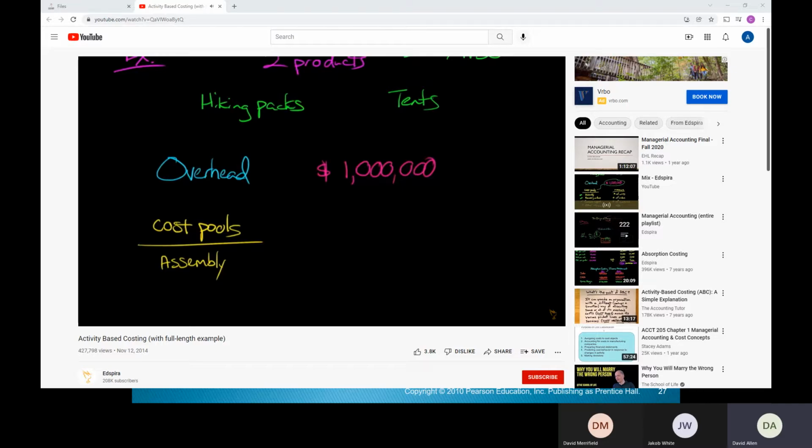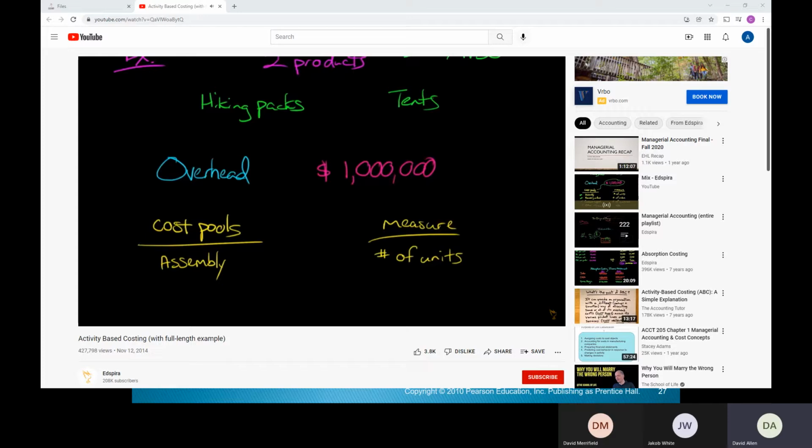Now, when you say we've got a cost pool here, you also need to say, how would we measure that cost pool? How will we say that we're incurring some of that cost? What's a good driver for the assembly cost? We'll say our measure, let's put that over here, is going to be the number of units produced. Here's a way to think about this: if we produce more units, if we produce more tents, then we're going to incur more manufacturing overhead, or we'll just say general overhead related to the assembly function.